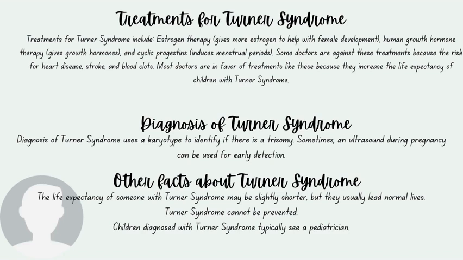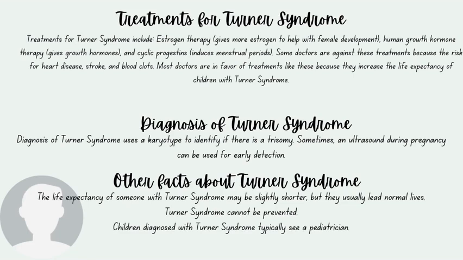So what are some treatments for Turner syndrome? Treatments for Turner syndrome can include, but are not limited to, estrogen therapy, which gives more estrogen to help with female development, human growth hormone therapy, which gives human growth hormones, and cyclic progestins, which induce menstrual periods for females. Some doctors are against these treatments because of the risk of heart disease, stroke, and blood clots. Most doctors are in favor of treatments like these because they increase the life expectancy of children with Turner syndrome.